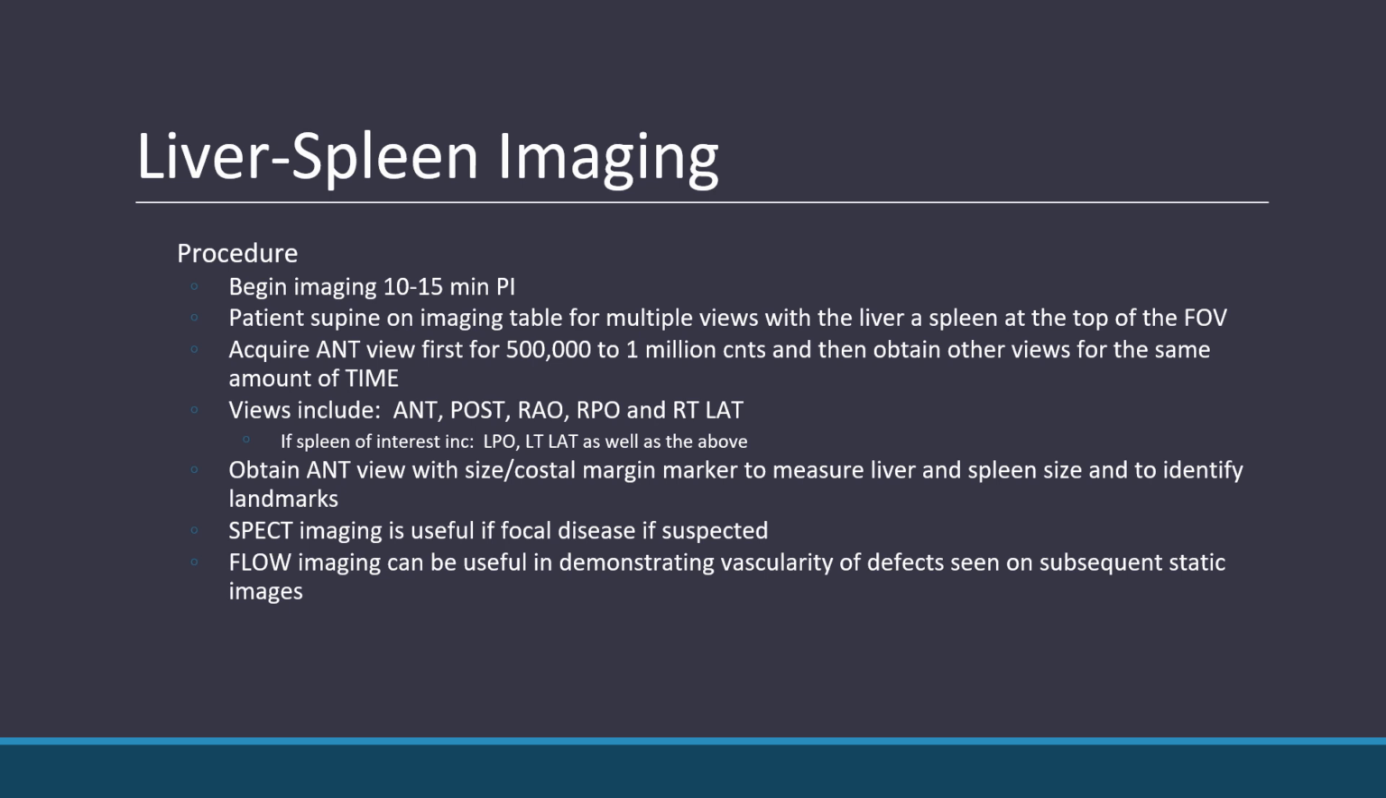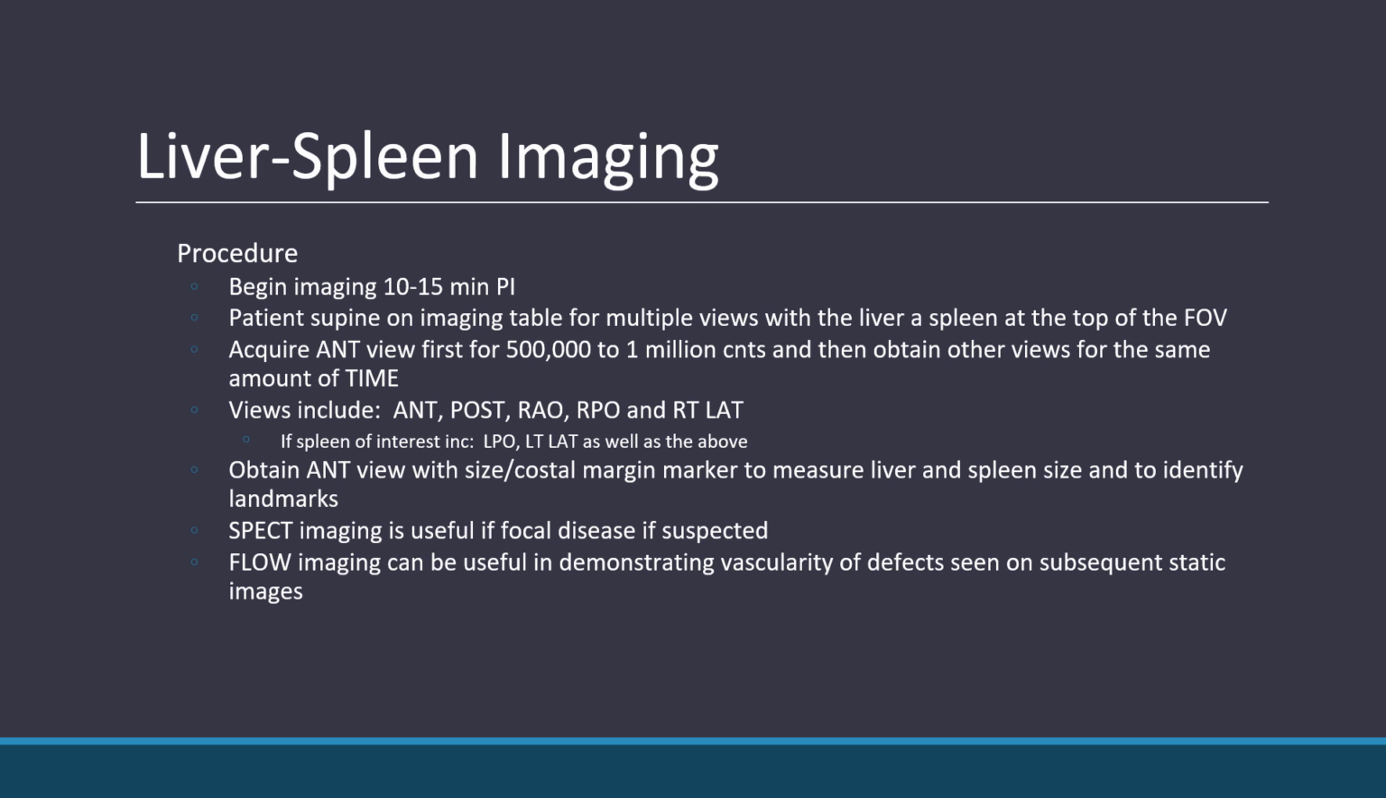Views include anterior, posterior, RAO, LPO, and right lateral. If the spleen is what you're looking at, if you're looking at splenosis or splenomegaly, then you would also take left posterior obliques and left laterals. And then you obtain an anterior view with the marker on the costal margin to measure the liver and the spleen size and to identify any other landmarks.